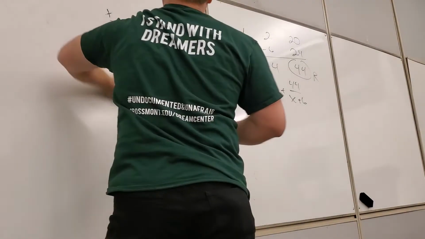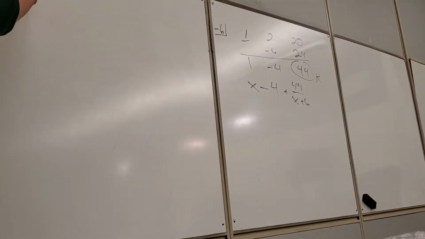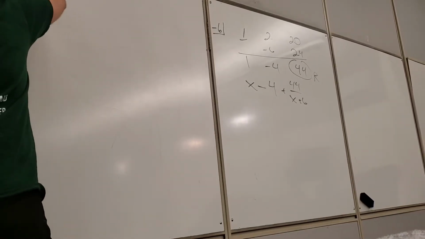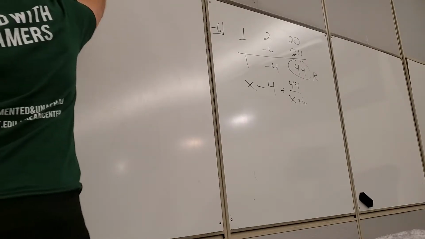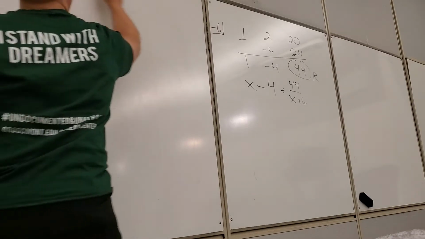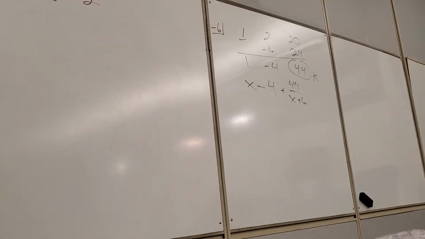All right, I want to do it the same way. So what if I had, let's say, 5x cubed minus 4x squared minus 3x, divided by x minus 2? Oh, this could be exciting.